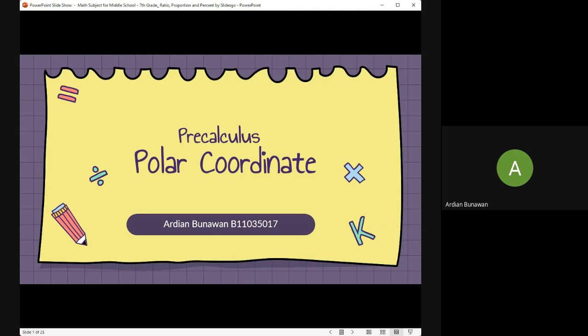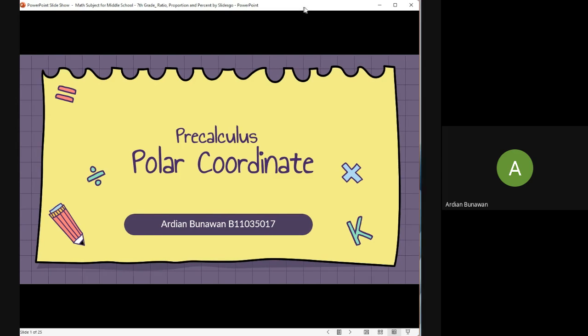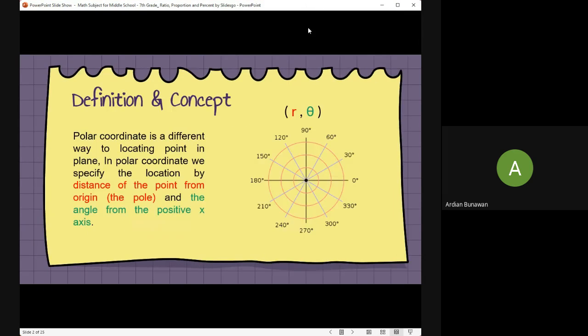Now I'm going to explain about polar coordinates. Polar coordinates are a different way of locating a point in a plane. In polar coordinates, we specify the location by r, the distance of the point from the origin, the pole, and theta, the angle from the positive axis.